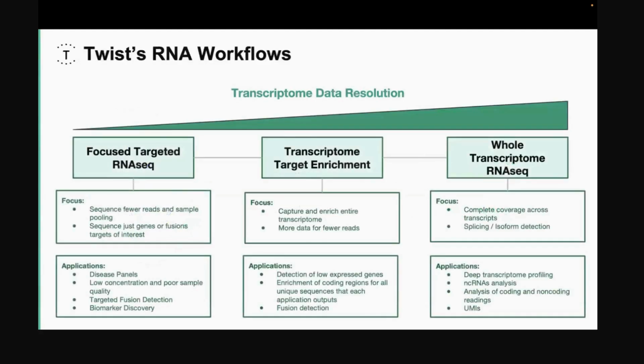The Twist RNA workflow expands to a vast majority of products, which start from whole transcriptome RNA sequencing, which focuses on complete coverage across transcripts. It also detects splicing and isoforms. There can be multiple applications of whole transcriptome RNA sequencing: deep transcriptome profiling, non-coding RNA profiling, and analysis of coding and non-coding reads. The Twist RNA workflow not only provides whole transcriptome solutions for eukaryotes, but also transcriptome target enrichment, which focuses on capturing and enriching the entire transcriptome.